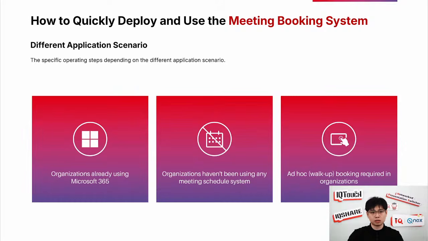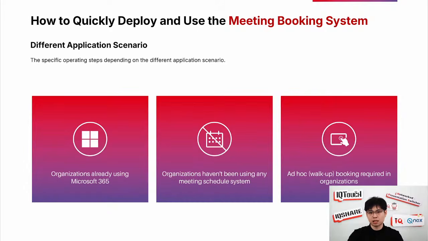First, organizations already using the Microsoft 365 system. Second, organizations that haven't been using any meeting schedule system. Third, organizations that require walk-up booking directly from the room schedule panel. However, regardless of the application scenario, the first thing we all need to do is set up the room schedule device and the meeting room in the Q-NEX platform dashboard.